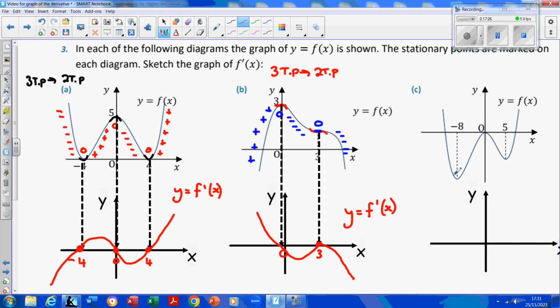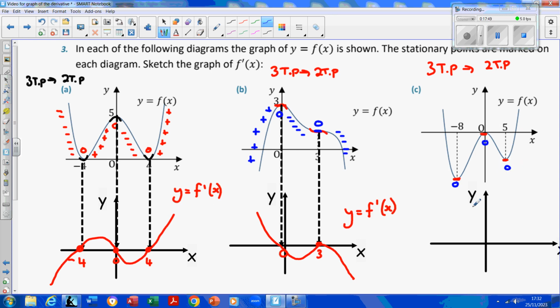So we've got a minimum, we've got a maximum, we've got a minimum. So we've got 3 turning points, and we know that that drops down to 2 turning points. So that's my wee clue for the answer. Stationary points are turning points there, there, and there. So I know the gradient of the tangent to all of them is equal to 0. It's flat when I draw the tangent.